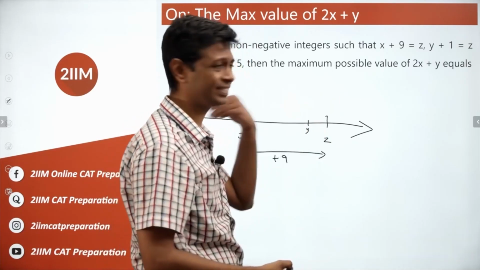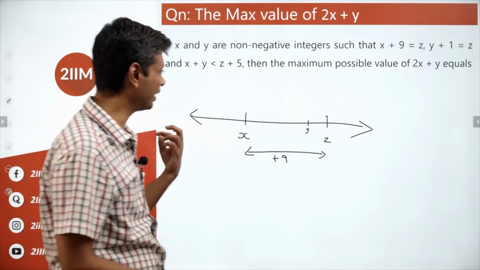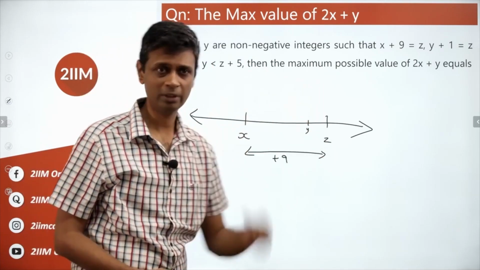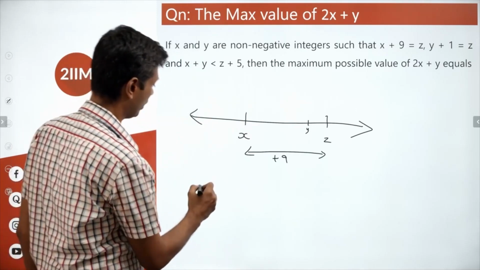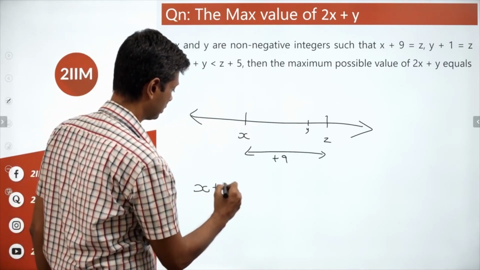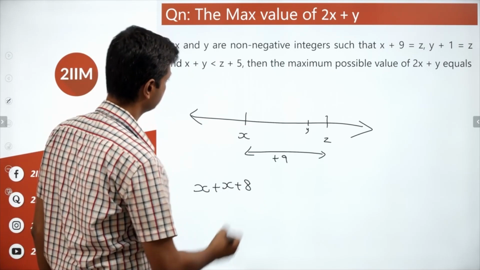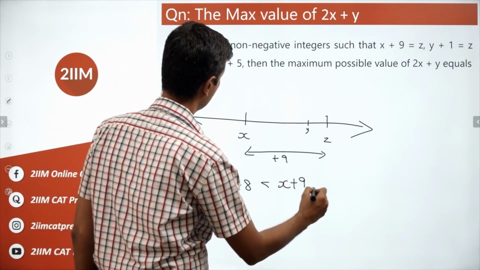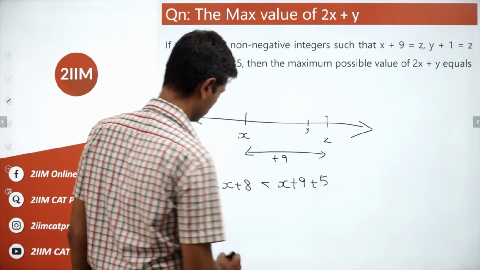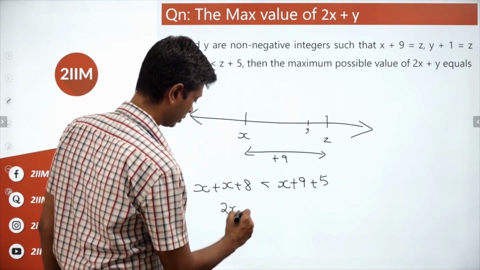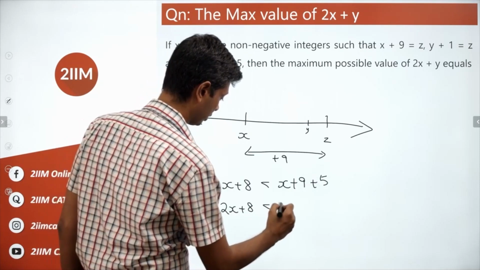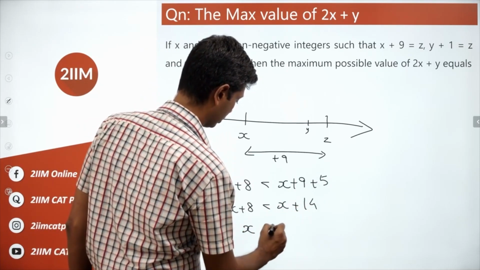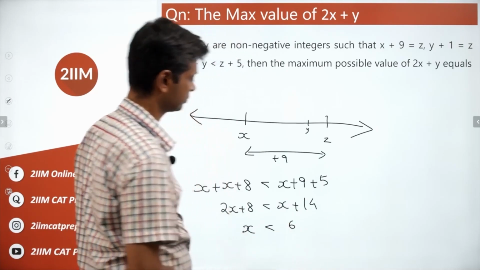All three are linked. When I started doing this, I realized I don't even need to draw the number line because all three can be captured with the same variable. Right? So here we have x plus y, which is x plus 8, less than x plus 9 plus 5, or 2x plus 8 is less than x plus 14, or x is less than 6.